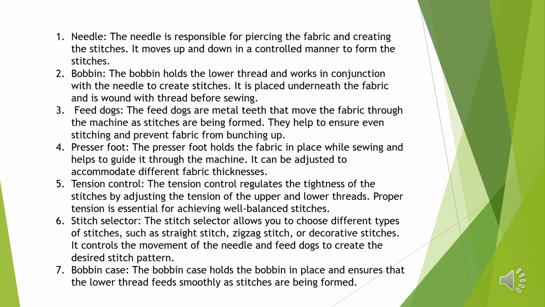Next, we have the stitch selector. The stitch selector allows you to choose different types of stitches, such as straight stitch, zigzag stitch, and decorative stitches. It controls the movement of the needle and feed dogs to create the desired stitch pattern. And finally, we will look at the bobbin case. The bobbin case holds the bobbin in place and ensures that the lower thread feeds smoothly as stitches are being formed.